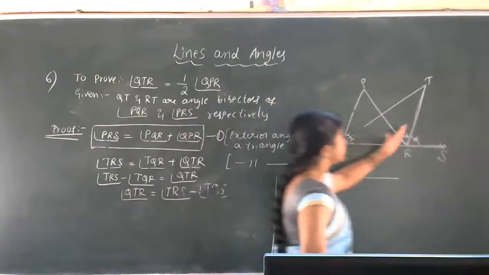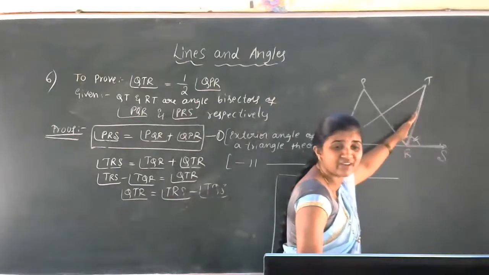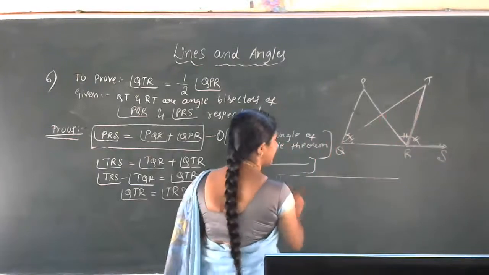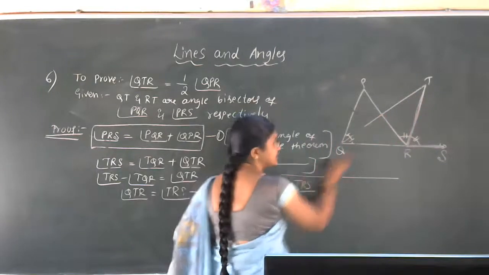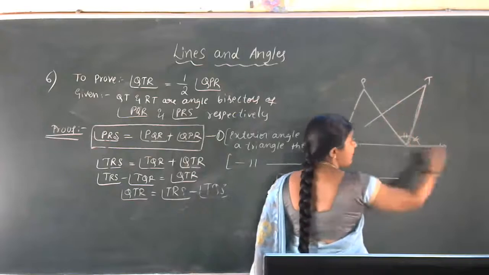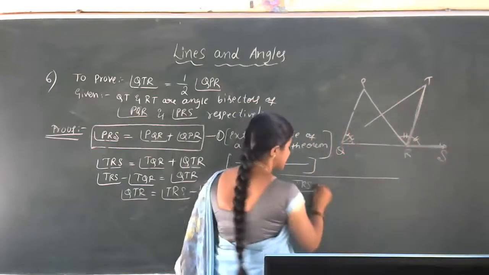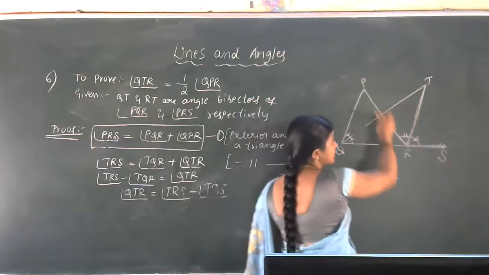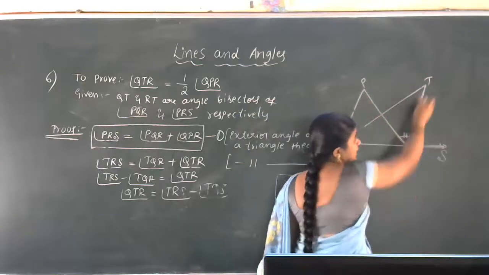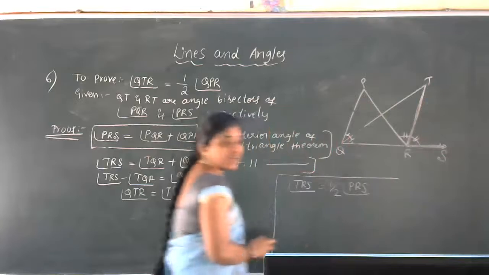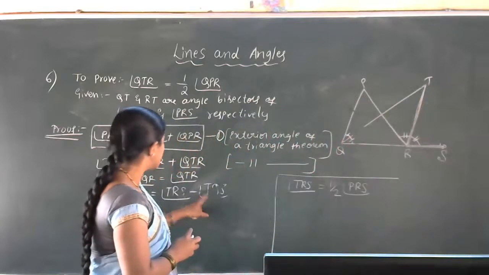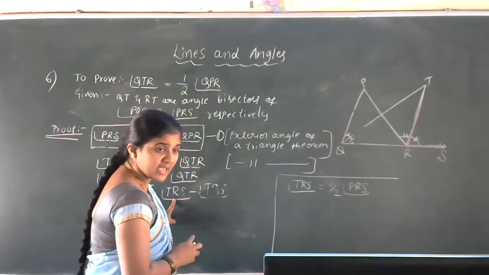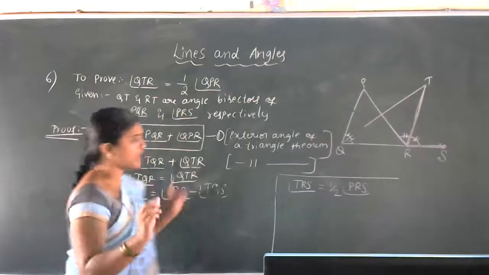So what is that actually? This TR is a bisector of this one, no? Bisector in the sense which divides the angle into half parts, right? So angle TRS is half of angle PRS, no students? Yes, TRS is half of angle PRS. Are you observing this PRS is a full angle? Can we substitute TRS as half of PRS? Yes, let us try.